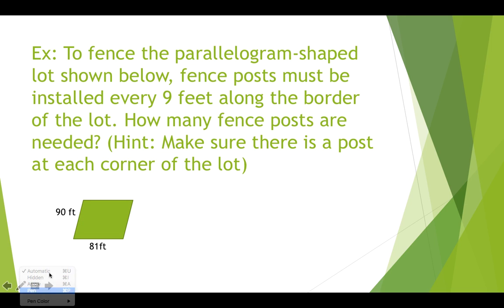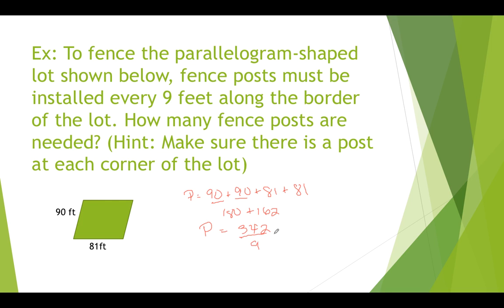So the first thing you're going to have to do is find the perimeter, and perimeter is all the outside, right? So you take 90 plus 90 plus 81 plus 81, okay? 90 plus 90 is 180, and then 81 plus 81 is 162. Add those together and you get 342. Okay, and then it says along the 9 feet along the border. So every 9 feet you will put a post, okay? So that means to figure out how many you need, you have to divide this by 9. And so you end up with 38 fence posts.